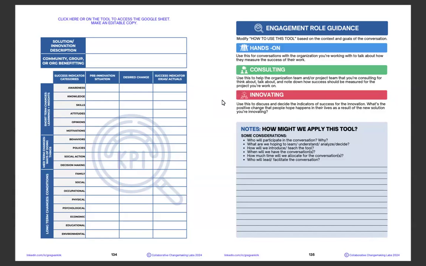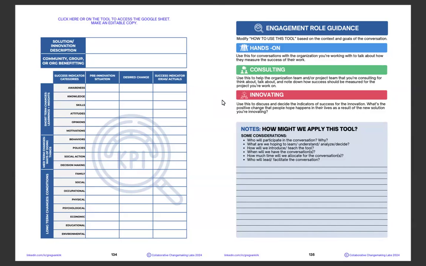Note that down. Consulting: use this to help the organization or project team that you're consulting for think about, talk about, and note down how success should be measured for the project you're working on. So really great to be online. Okay, how are we going to know if this project was successful? Okay. And innovating: use this to discuss and decide the indicators of success for the innovation. So how are we going to define success for this innovation?